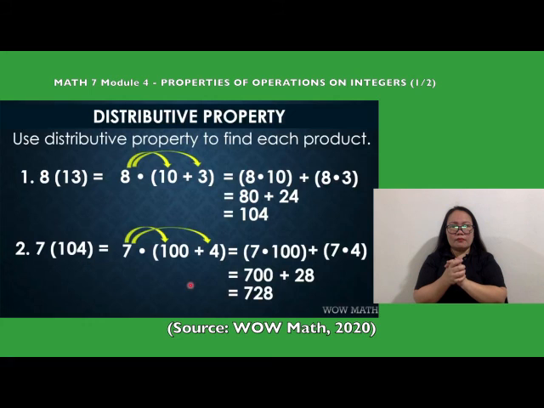Okay, the next three properties will be discussed on the next video. So, sa part 2 ng ating video tutorial, nandoon yung tatlong properties na karugtong o continuation nitong video na ito. So, please do watch the second part of this properties of operations on integers.